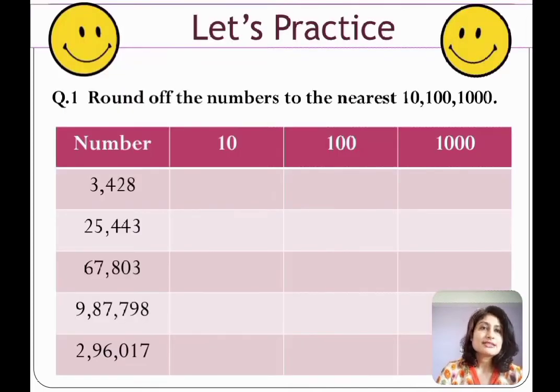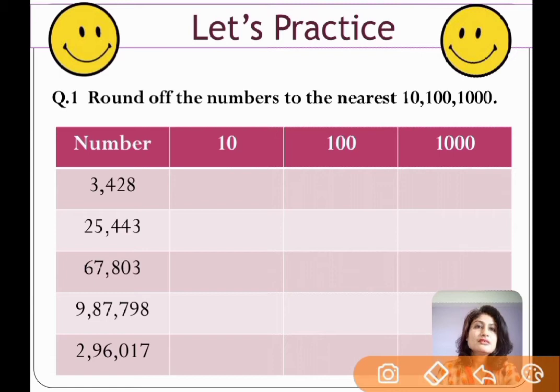Let's practice. Question number 1. Round off the numbers to the nearest 10, 100 and 1000. Now some numbers are given and you have to convert these numbers to the nearest 10, 100 and 1000.